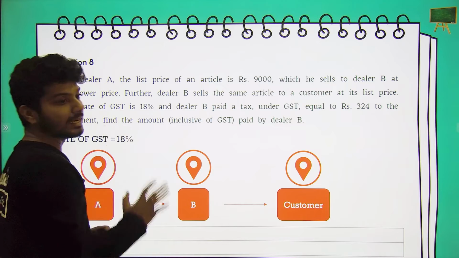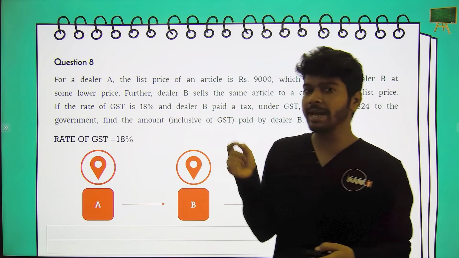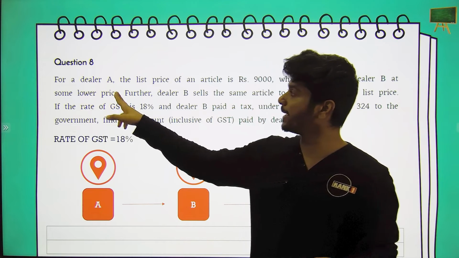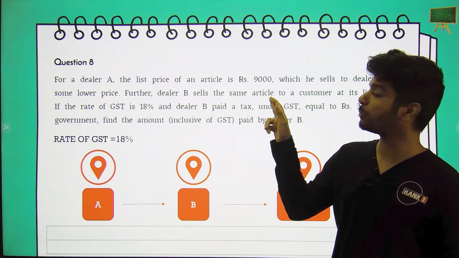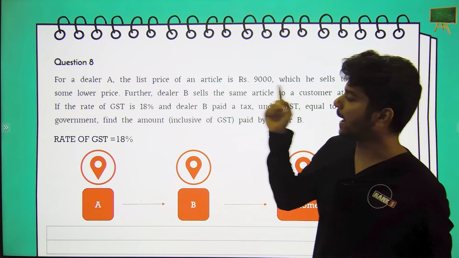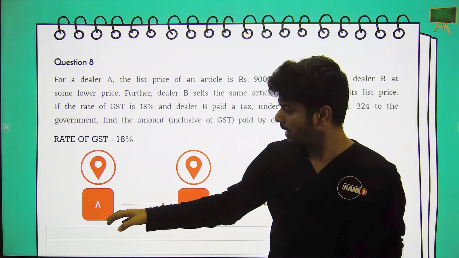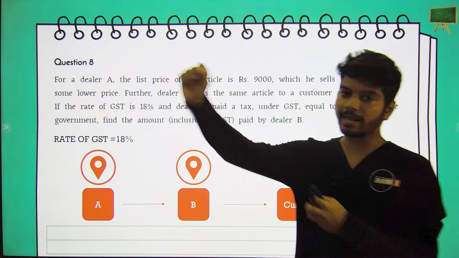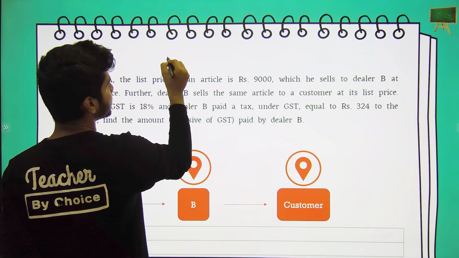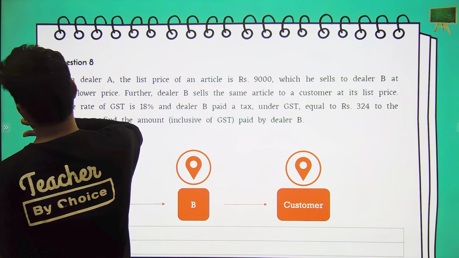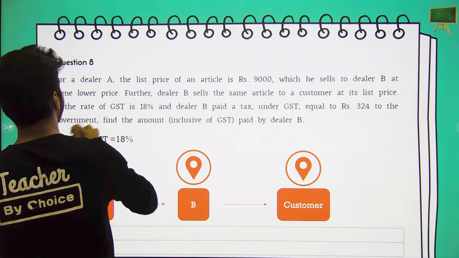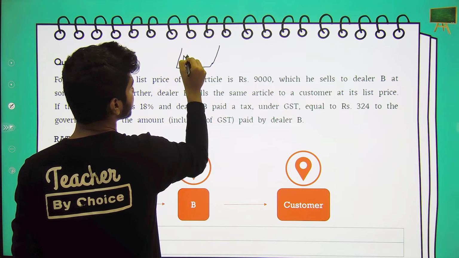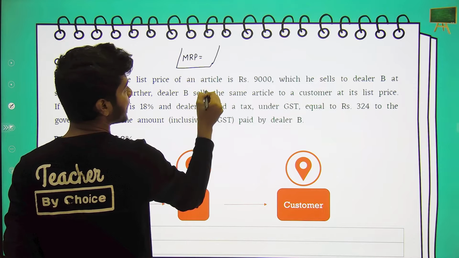All right, so now let's read question number 8. It is slightly different than the previous question. It says: for a dealer A, the list price of an article is 9,000 rupees, which he sells to dealer B at some lower price. So there is a product whose list price or MRP is 9,000 rupees.